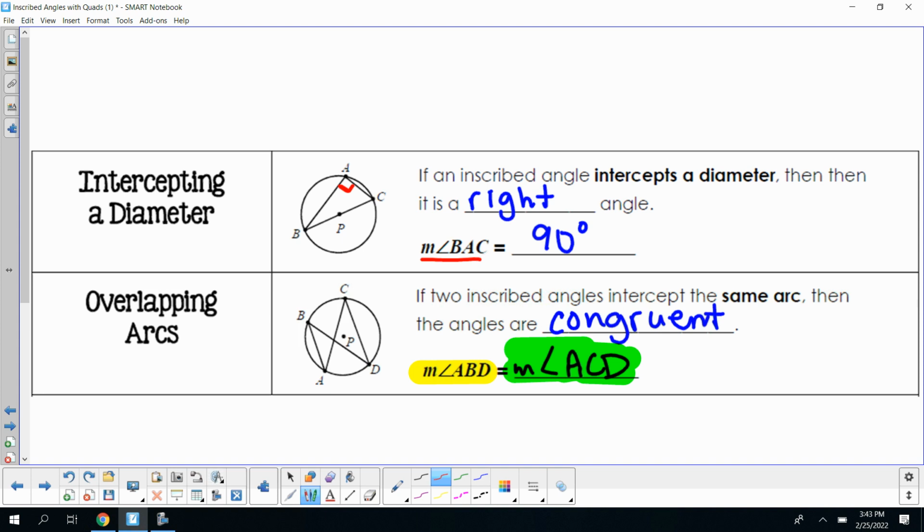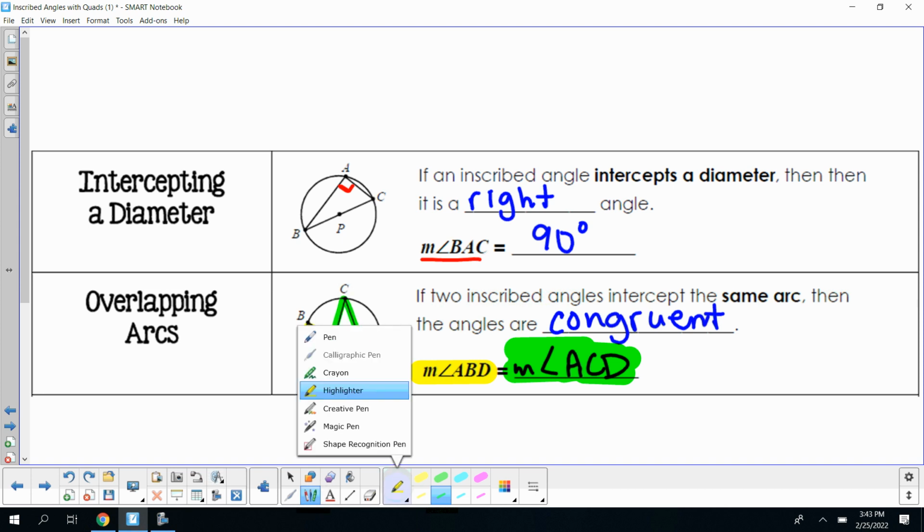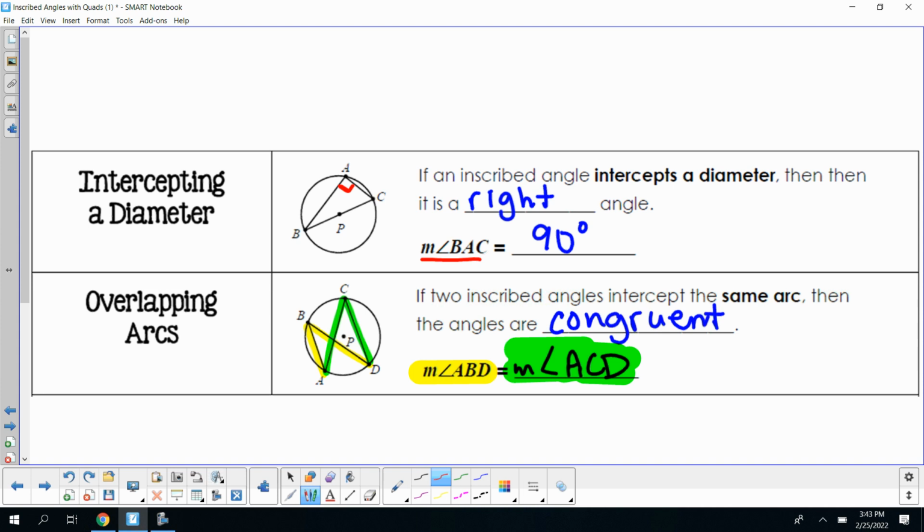Overlapping arcs. If you have two inscribed angles that intercept the same arc, then the angles are congruent. So if we take a look at the measure of ABD and the measure of ACD, they are going to be equal to each other related to the arc AD.